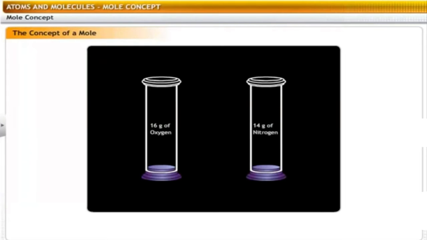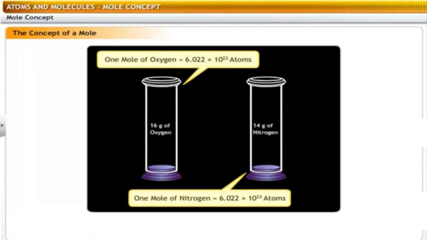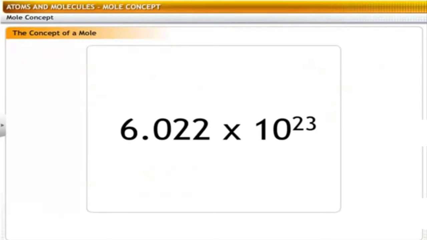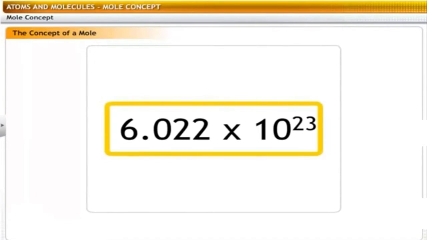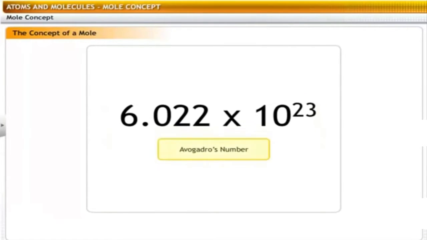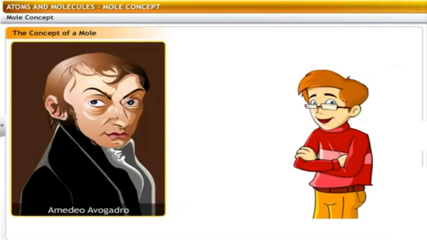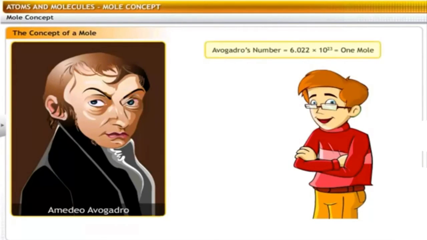So here is 16 grams of oxygen and 14 grams of nitrogen. Even these two amounts will be equal to 1 mole, that is 6.022 multiplied by 10 to the power 23 atoms. And hence this number is constant, 6.022 multiplied by 10 to the power 23, and is called Avogadro's number. This was named after the Italian chemist Amedeo Avogadro. So from this we can say that the mole is also known as Avogadro number.